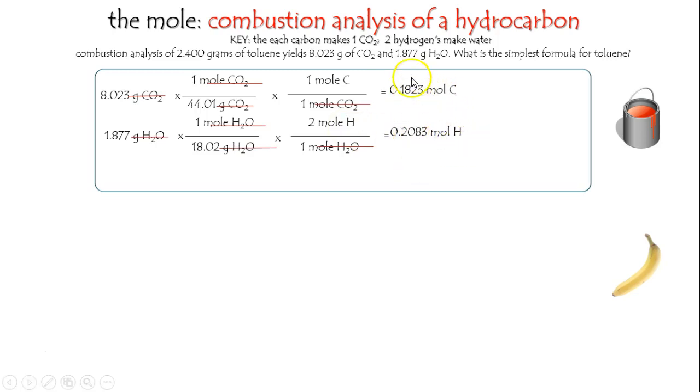This is not a 1-to-1 ratio. We have a lot of precision in our data, so we should be able to see what the actual whole number ratio is. This does account for all 2.4 grams, and there'll be other problems that don't, and we'll show that in the next example. Therefore, here's our formula. It's just not whole numbers.